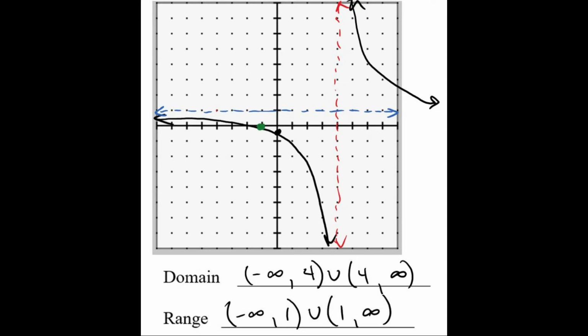Now range, we're looking at our y's. So it's starting way down on the bottom at -infinity, going all the way up to 1. It's not touching there, so soft bracket at 1. And starting at soft bracket 1 again, going up to infinity. So that's how we get that range.